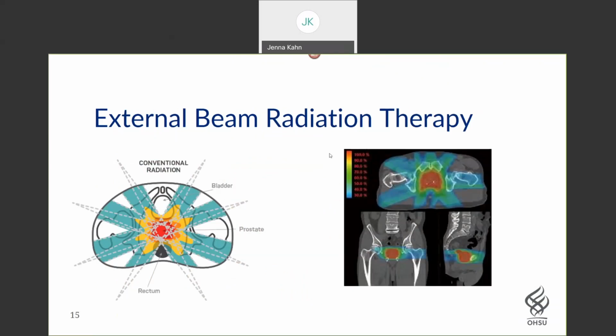External beam radiation. There are different ways that we do this, but generally, the target is red. You can see the prostate right here, and we have a bunch of radiation beams that are coming in throughout, and they're treating the prostate, and we're trying to stay away from the rectum and the bladder. This is conventionally over anywhere from 5 weeks to 8 weeks, depending on the practice and depending on the dose fractionation for that patient.